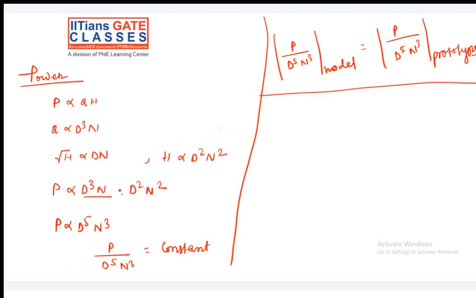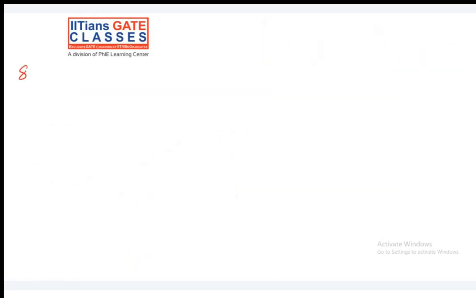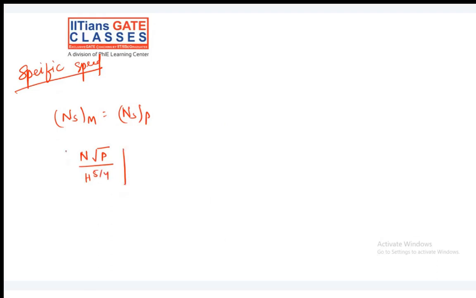Okay. Now specific speed. Specific speed of model should be equal to the specific speed of prototype. So what I can do is that N root P upon H to the power 5 by 4 of model is equal to N root P upon H to the power 5 by 4 of prototype.